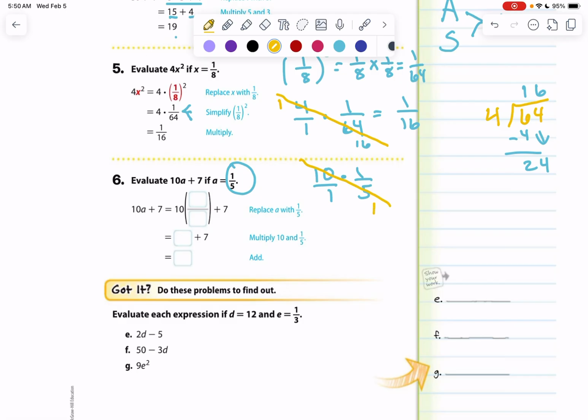5 divided by 5 is 1. 10 divided by 5 is 2. Multiply straight across. 2 times 1 is 2. 1 times 1 is 1. 2 over 1 just equals the whole number 2. Oh, look, I could have done it over here. So 10 times 1/5 ended up just being 2. 2 plus 7 is 9.